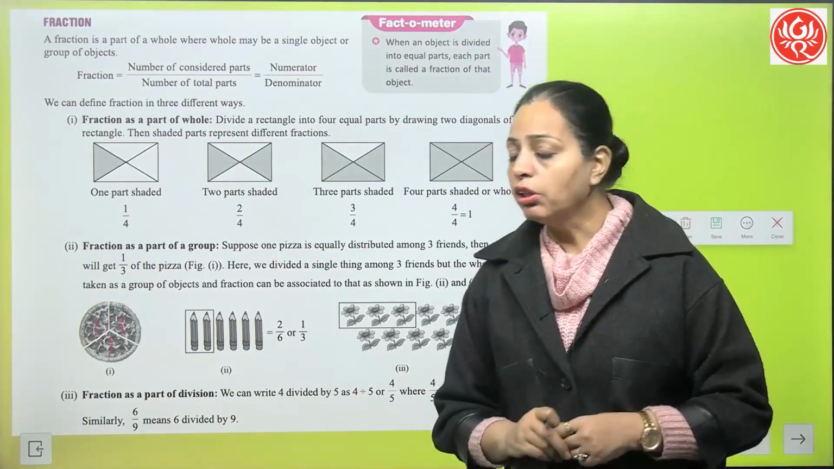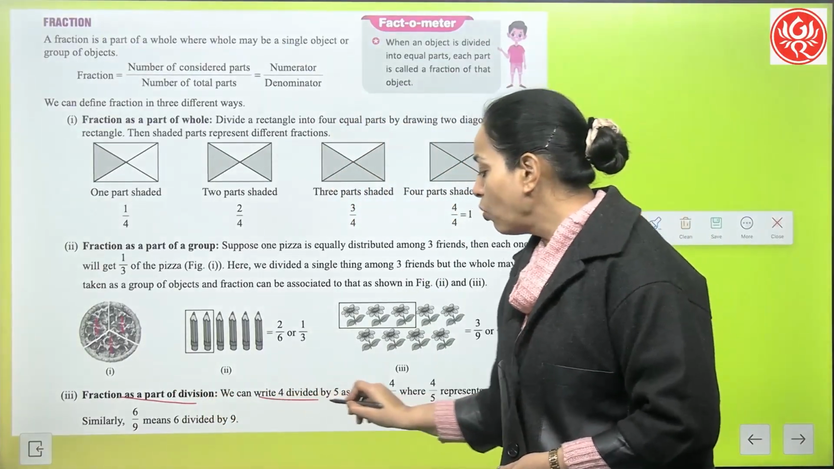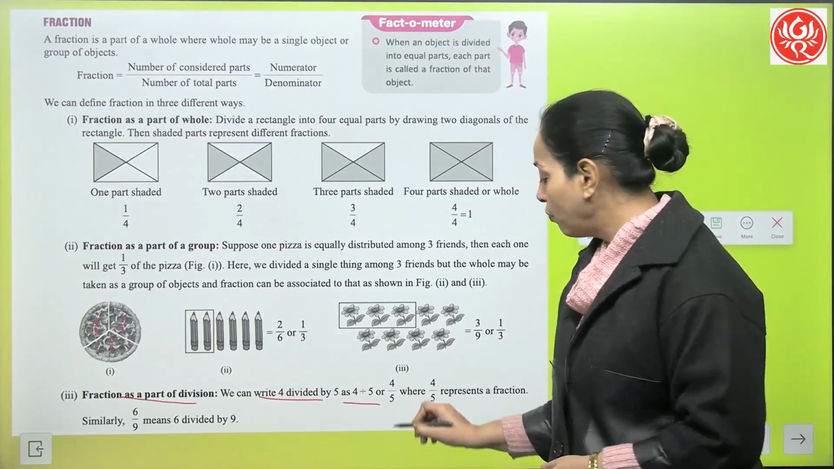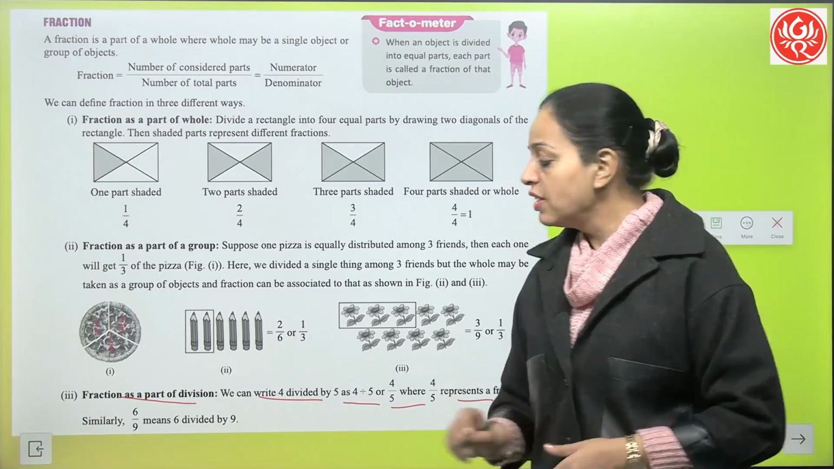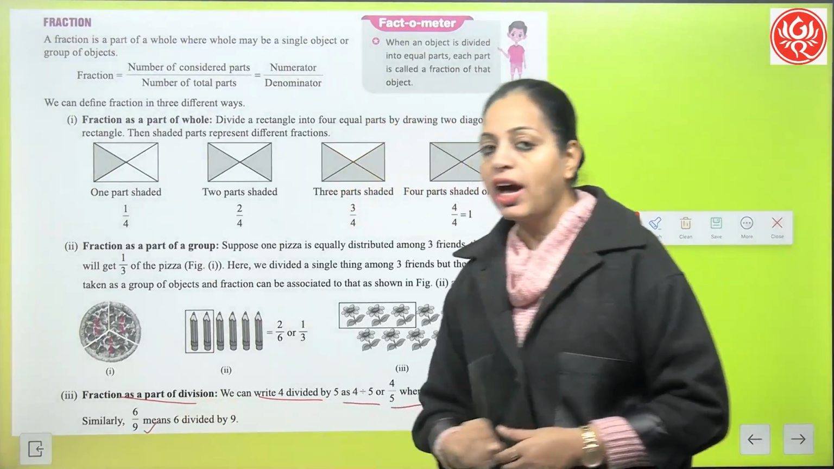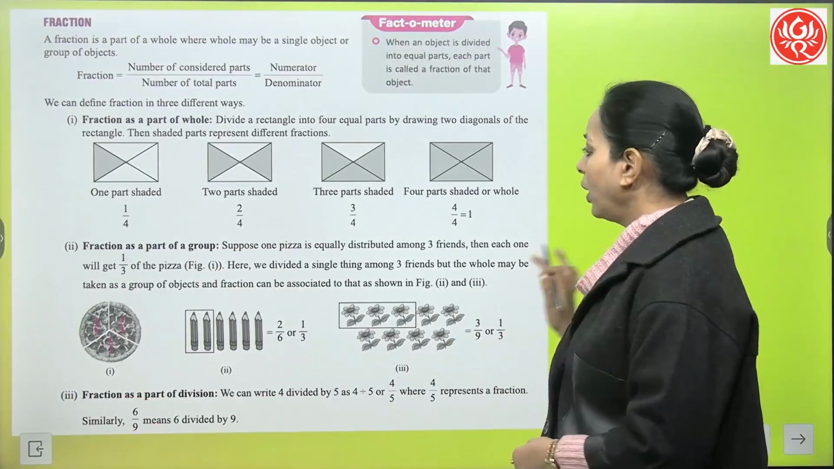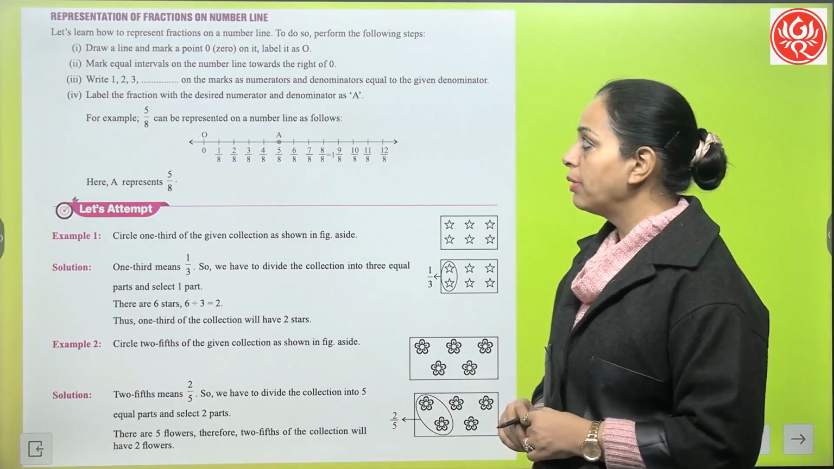Okay. Now the third one, fraction as a part of division. We can write 4 divided by 5 as 4/5, where 4/5 represents a fraction. Similarly, 6/9 means 6 divided by 9. Okay. Now representation of fractions on number line.